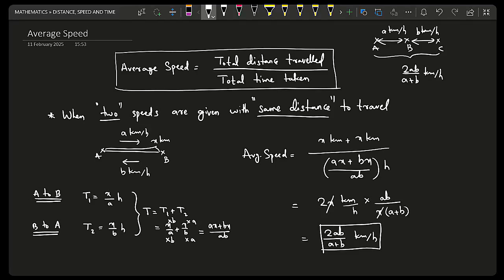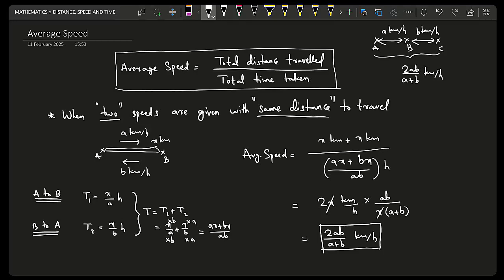Yes, sir. See, Sriyansh, in ax plus bx, can I take x common? That's why in the denominator you can see one x in the bracket, a plus b. I have reciprocated, so ab went to the numerator, and ax plus bx is in the denominator, right? And x I took common, so x and x got cancelled. What is remaining? 2ab by a plus b only, right? Any other doubts? No, sir.